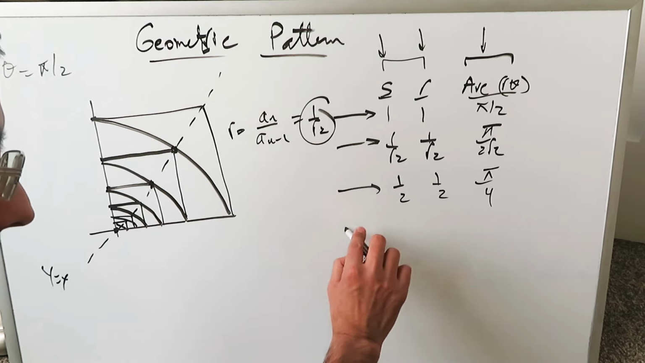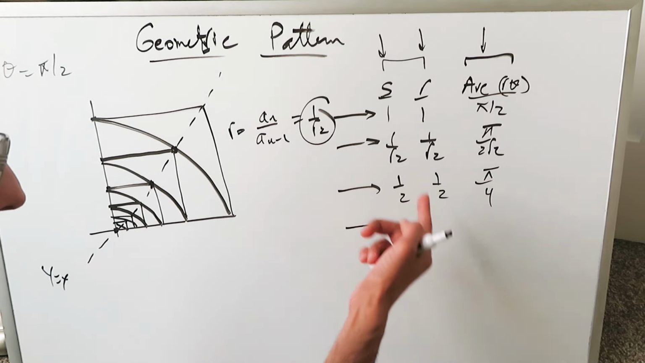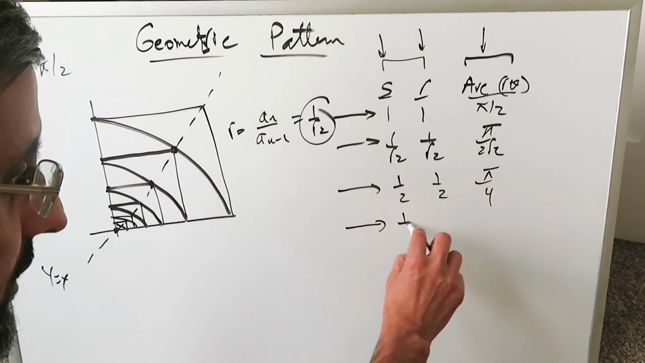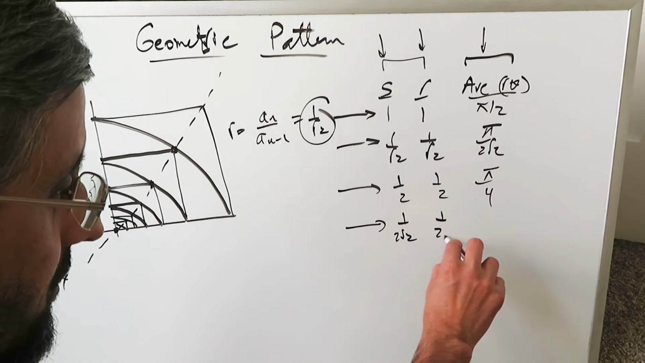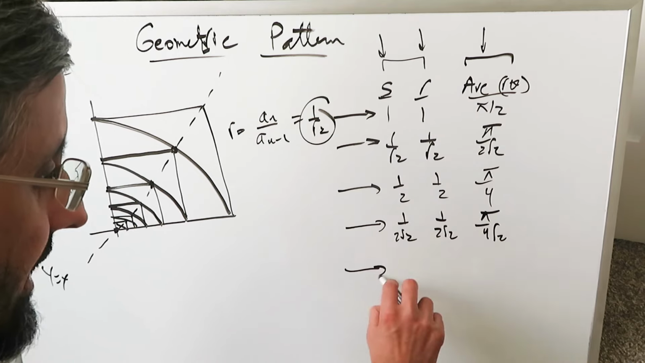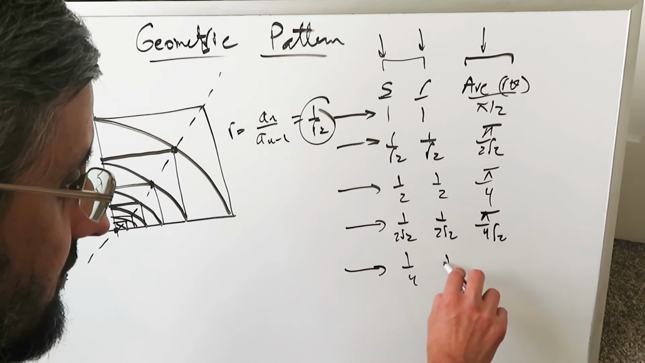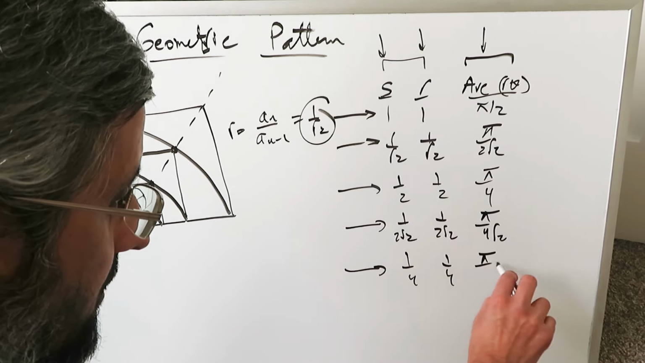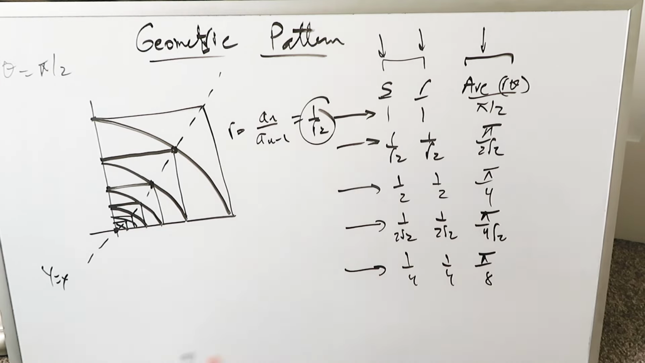You can easily develop more rows based on the extrapolation. This next one will be 1 over 2 root 2. This will be 1 over 2 root 2. This will be pi over 4 root 2. The next row will be 1 over 4. This will be 1 over 4. This will be pi over 8. You're seeing a clear infinite pattern develop, a geometric pattern.